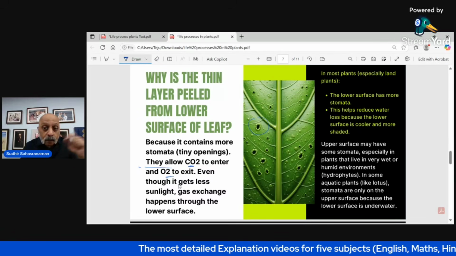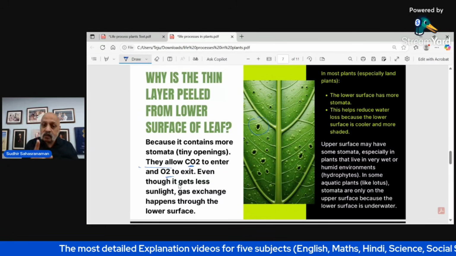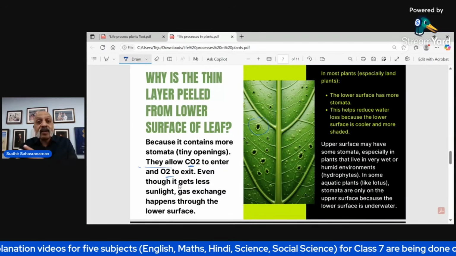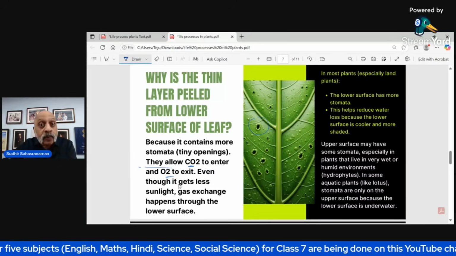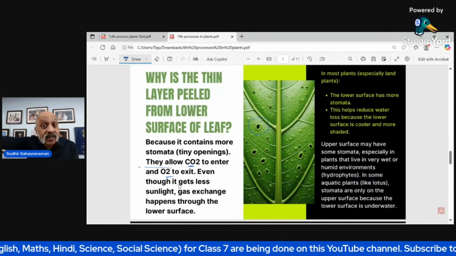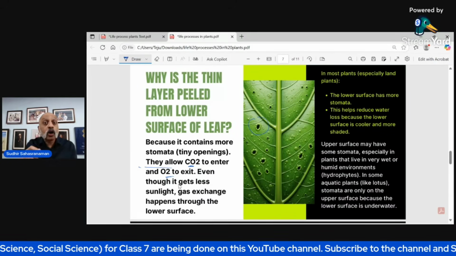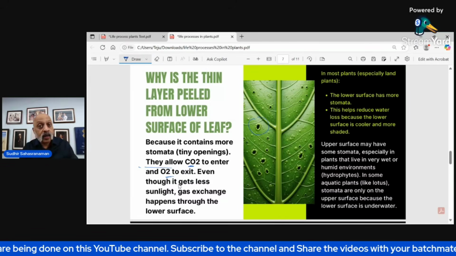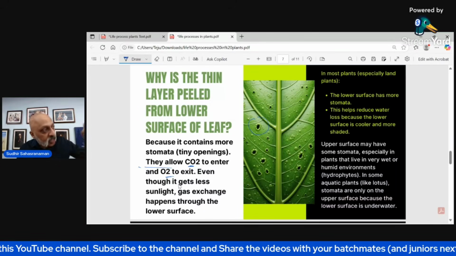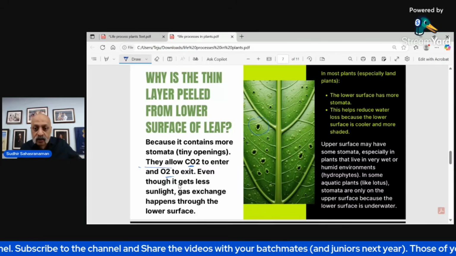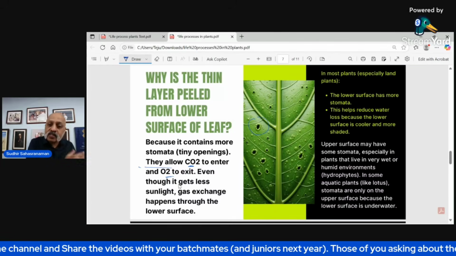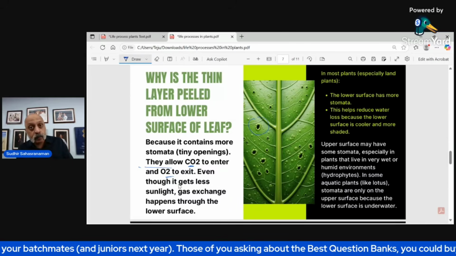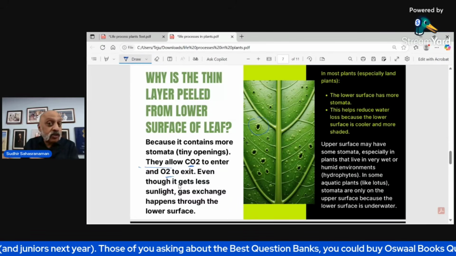The upper surface also may have some stomata, especially in plants which live in very wet, humid conditions, like Sundarbans Delta in Bengal, right? They're called hydrophytes, which are there in more wet conditions with more water availability. In some aquatic plants which are completely in water, like lotus plant, the stomata is there only on the upper surface because the lower surface is underwater, so the exchange of gases cannot take place. Isn't it interesting? I've given you some extra information.